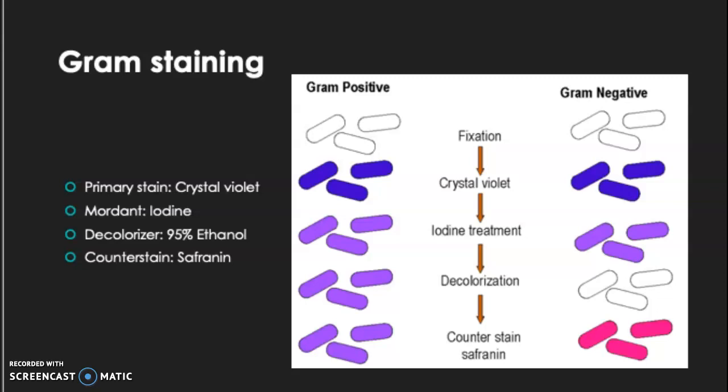Decolorize by adding 95% ethanol while holding the slide at a 45-degree angle. Continue until no more purple stain runs off. Immediately rinse with tap water. Counterstain by flooding the slide with safranin for 1 minute. Rinse with tap water. Carefully blot dry.